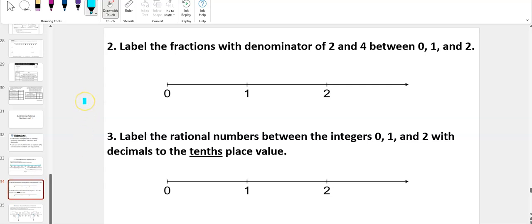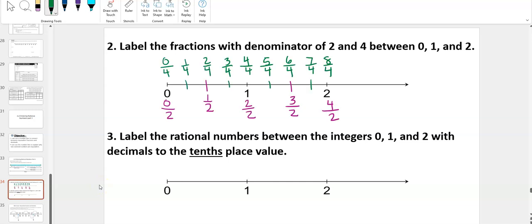All right, let's practice. See what you know. Label the fractions with the denominator of 2 and 4 between 0, 1, and 2. So what I want you to do is label this number line right here with fractions with a denominator of 2 and 4. So halves and fourths. Go.